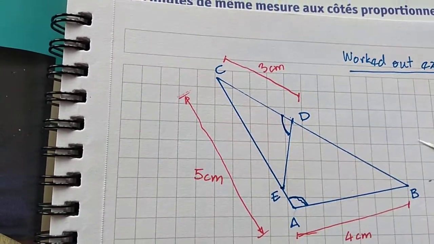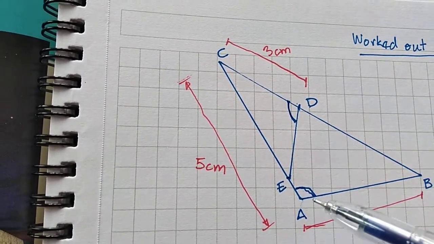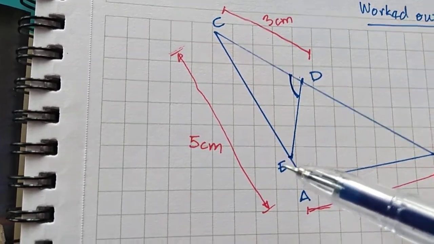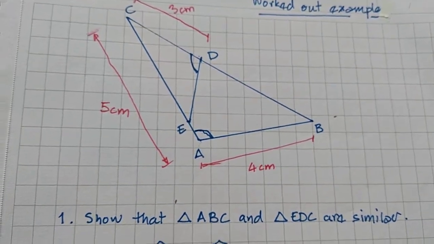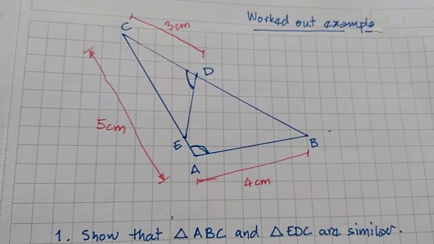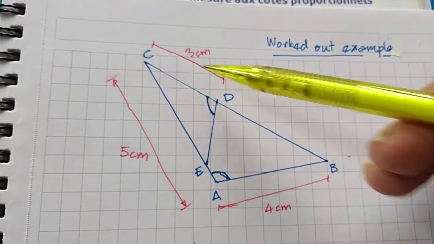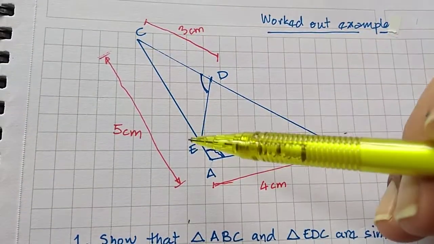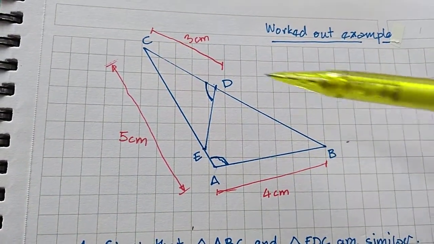Okay, so first I have ABC and then I mark point D, then I take that same angle as this and I get this point E. Okay, so the first question is, show that triangle ABC and EDC are similar. So ABC is the big triangle and EDC is this small triangle. So you have to show that this triangle is similar to this triangle.